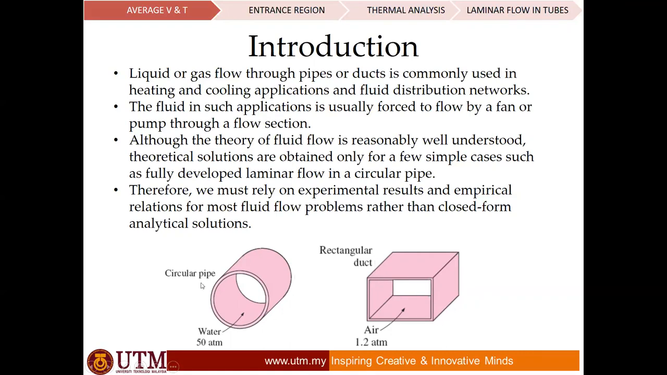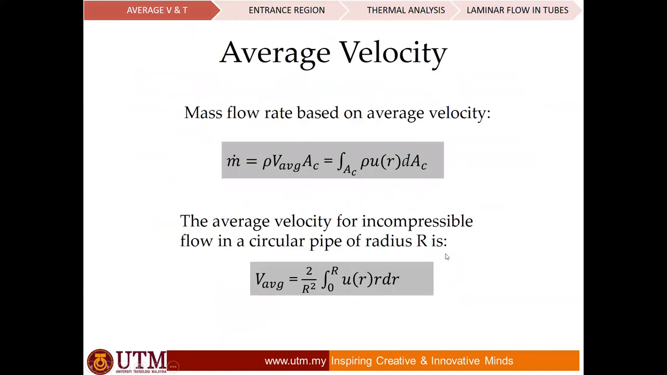Therefore, based on this problem, some experimental methods have been conducted, and then we use the Nusselt number correlation to solve the problem. All right, so in terms of internal flow, we need to determine the mass flow rate. Based on this equation, the density, the average speed of the flow, and the cross-section area, then you can get the m dot.